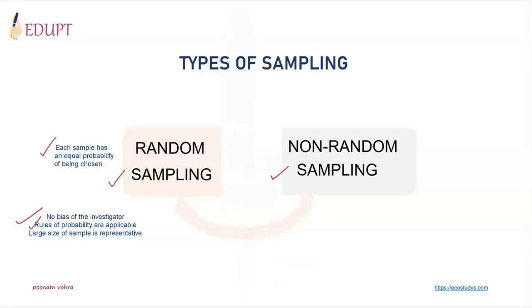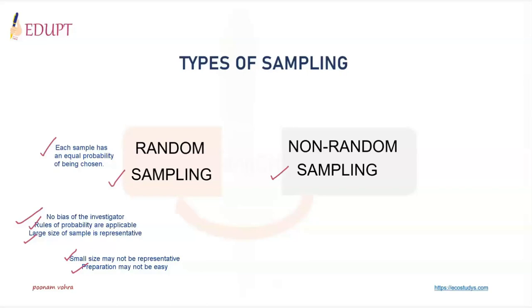And as the size of a random sample increases, it becomes more and more representative of the population. But at the same time, there are a few demerits also. If the sample size is small, it may not reflect the true characteristics of the population. And then the selection of a random sample requires the preparation of the sampling frame, which may be difficult for a large population.